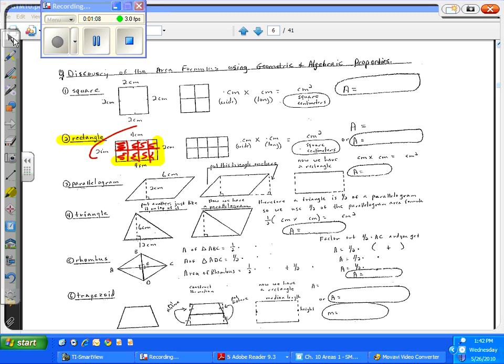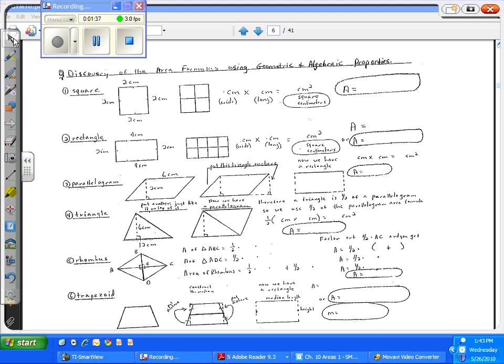To get the number of blocks, you could say 2 times 4, which is length times width. And so to get the area, we multiply the dimensions, you see. Okay? And then everything else is really based on that. So let's follow the rectangle through, and then we'll go to the square.